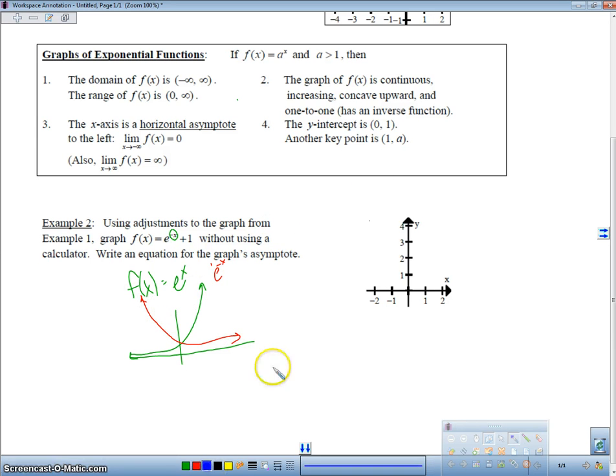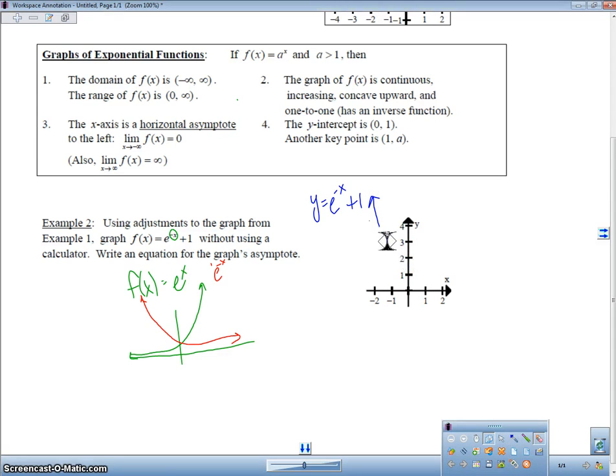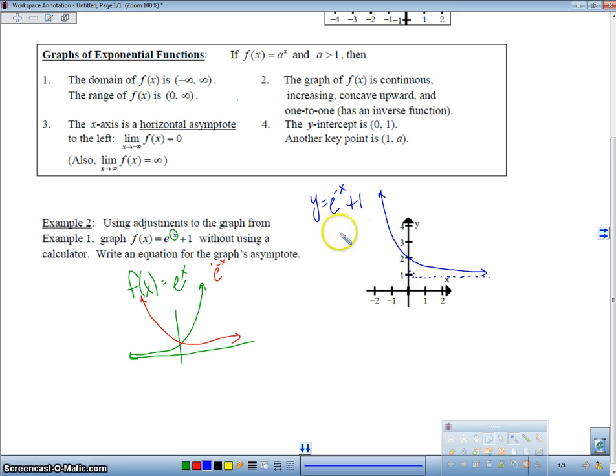Finally, e to the negative x plus 1 is going to make it go up 1. So I'm going to be at 2 here. It's going to go up like this. I probably could have done that better, guys. It's going to go towards a horizontal asymptote of 1. And it's going to go up like this. Okay, so that would be our graph here.